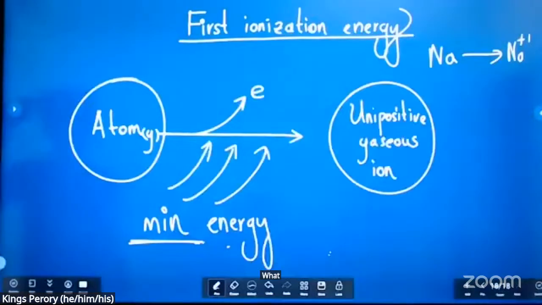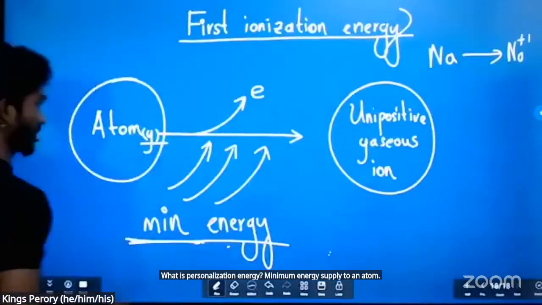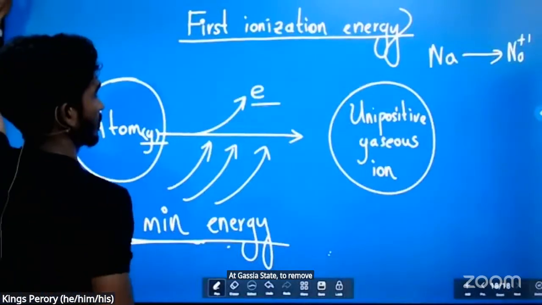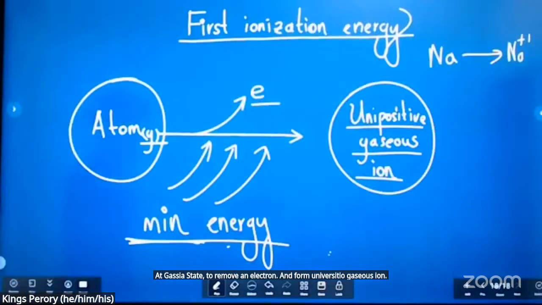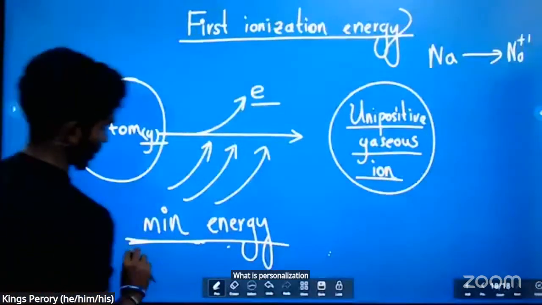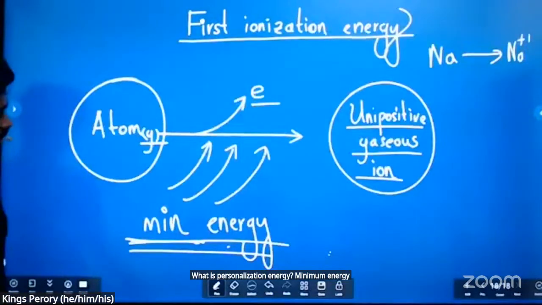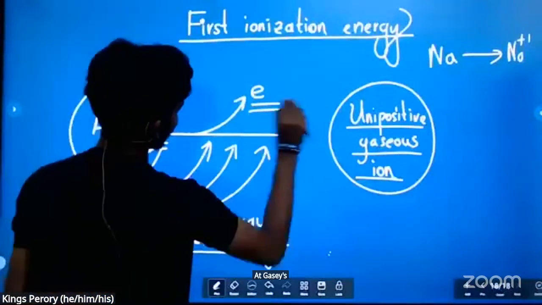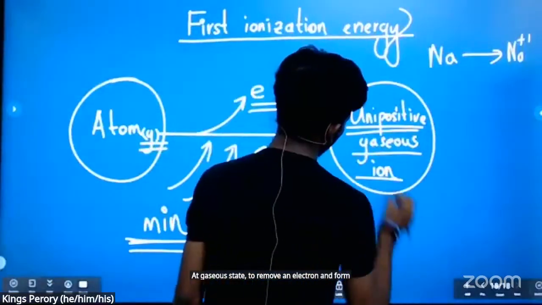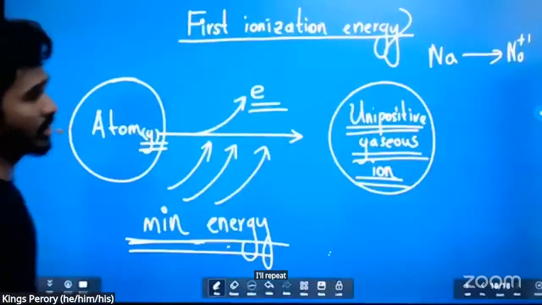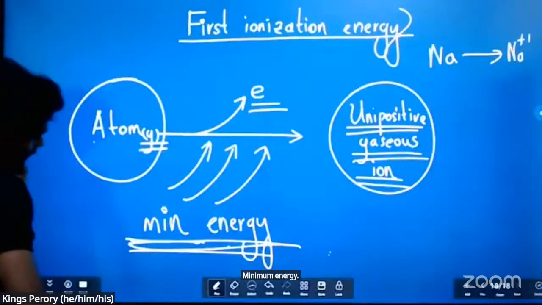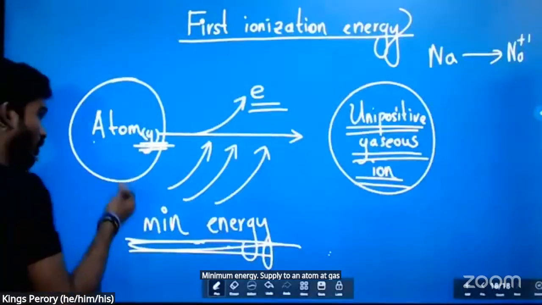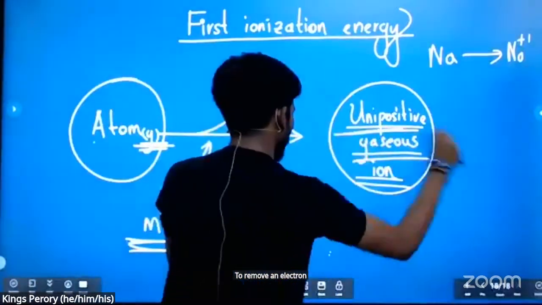What is first ionization energy? Minimum energy supplied to an atom at gaseous state to remove an electron and form a unipositive gaseous ion. What is first ionization energy? Minimum energy supplied to an atom at gaseous state to remove an electron and form a unipositive gaseous ion. Repeat with me, open the mouth and repeat with me. Minimum energy supplied to an atom at gaseous state to remove an electron and form a unipositive gaseous ion.